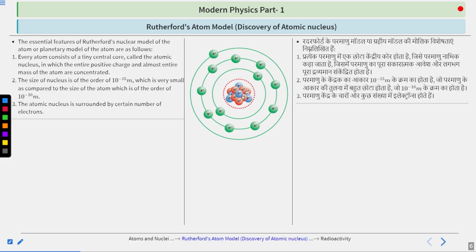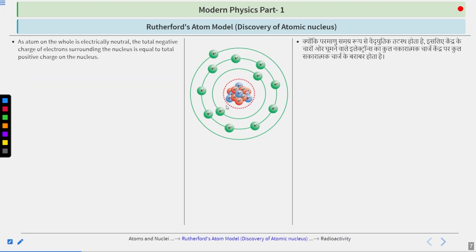The atomic nucleus is surrounded by a certain number of electrons. Here you can see these electrons surrounding the nucleus. As the atom on the whole is electrically neutral, the total negative charge of electrons surrounding the nucleus is equal to the total positive charge on the nucleus, which means that the positive charge equals the negative charge. Neither is greater. The atom is neither positive nor negative. That's why it is electrically neutral.